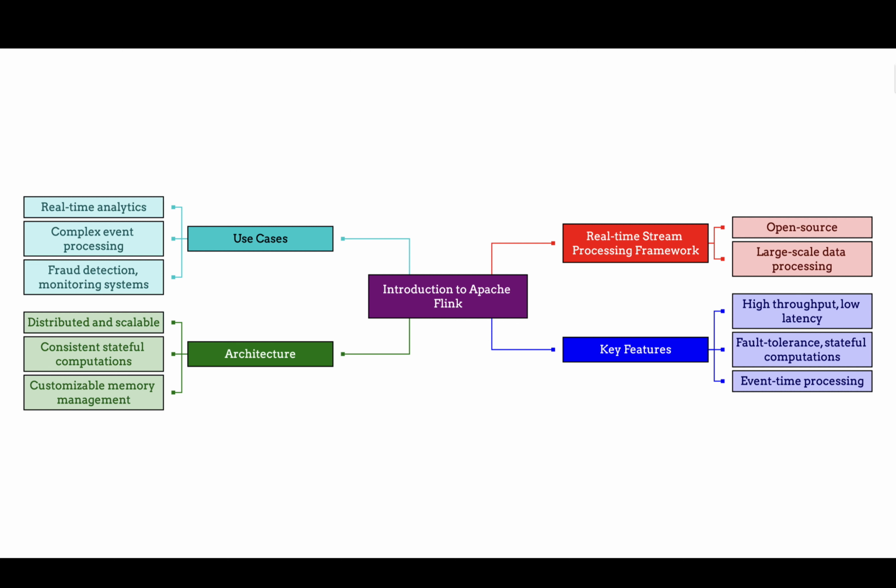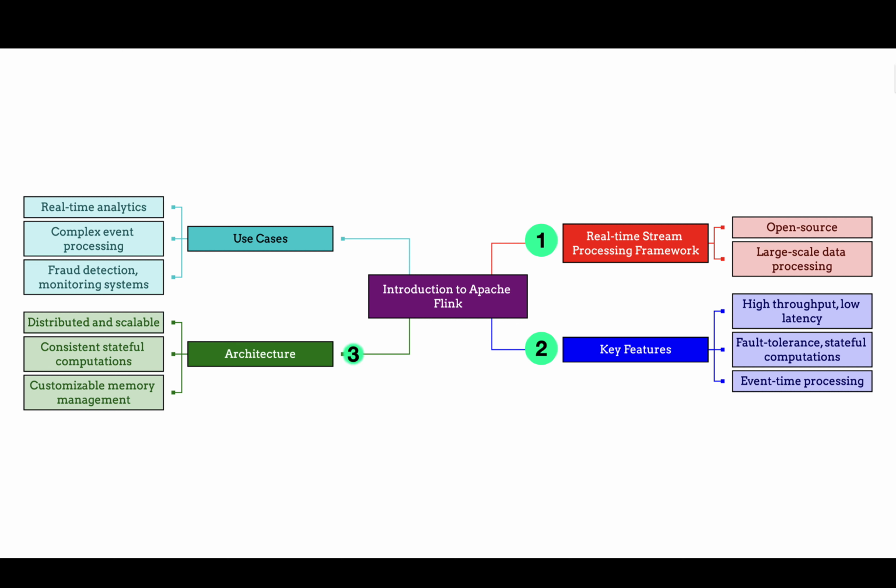Introduction to Apache Flink. 1. Real-time stream processing framework. Apache Flink is a powerful, open-source stream processing framework for real-time and large-scale data processing tasks. 2. Key features. It offers high throughput and low latency, fault tolerance, stateful computations, and event time processing.